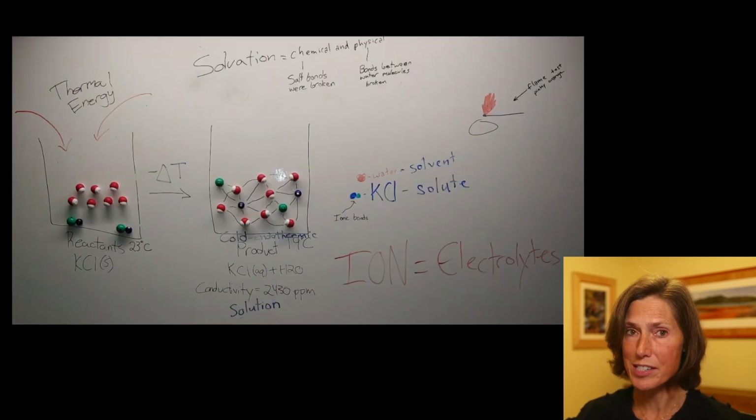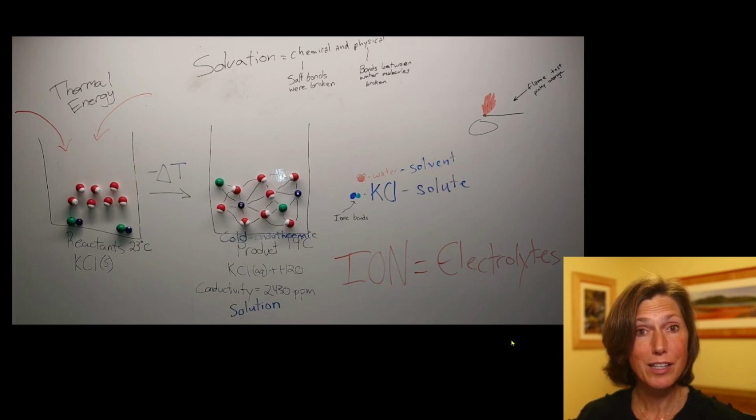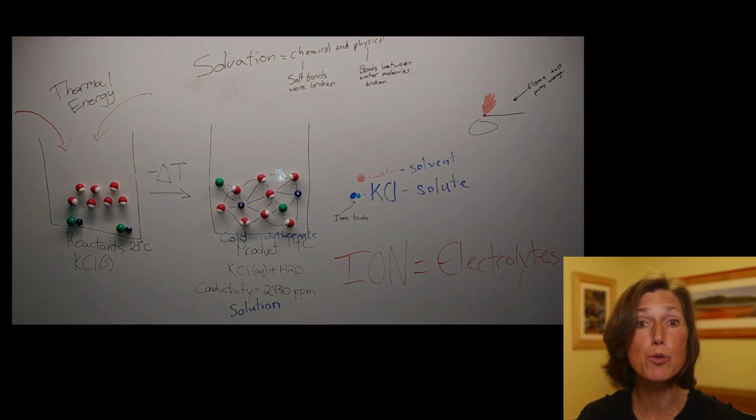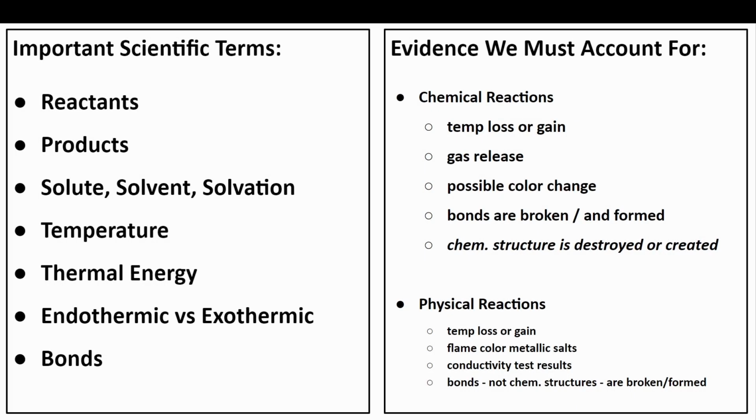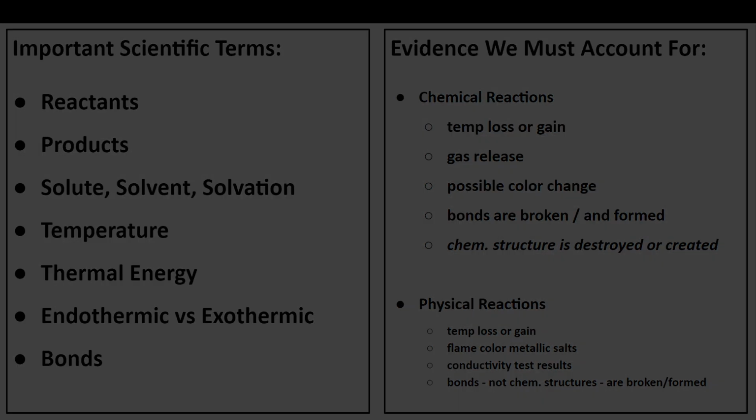Here I'm showcasing a second lab group with a very similar looking model, highlighting that conductivity can happen when ions, which is synonymous with electrolytes, are actually moving. After my students completed their modeling, both with the magnets and the whiteboard with some magnets, we actually had a discussion about what should be included in the model. What are the important scientific terms? What evidence must we account for?